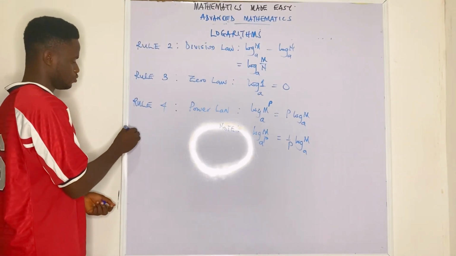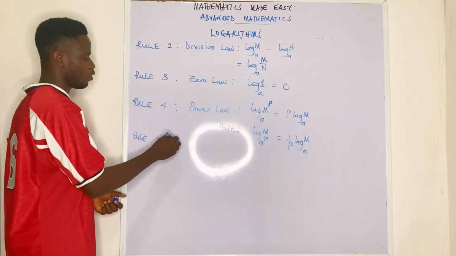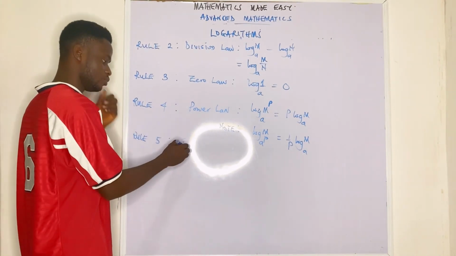So let's move to rule number 5, which I will call the identity rule.